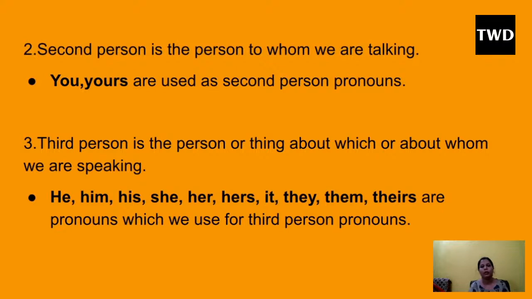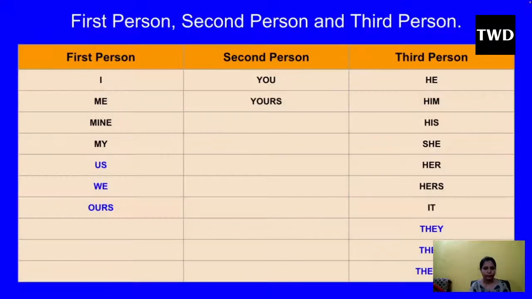The third person is the person or thing about which or about whom we are speaking. Always the first person and the second person talk about the third person, right? For that third person, we use the pronouns he, him, his, she, her, hers, it. And if we are talking about a group of people, it could be they, them, theirs. These are the pronouns we use for third person. Understood? Any problem?